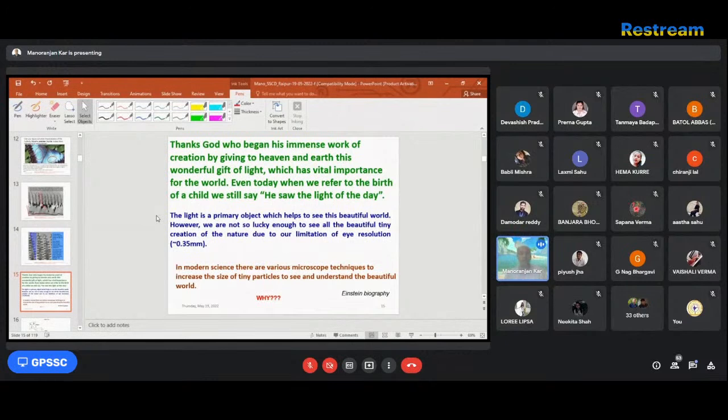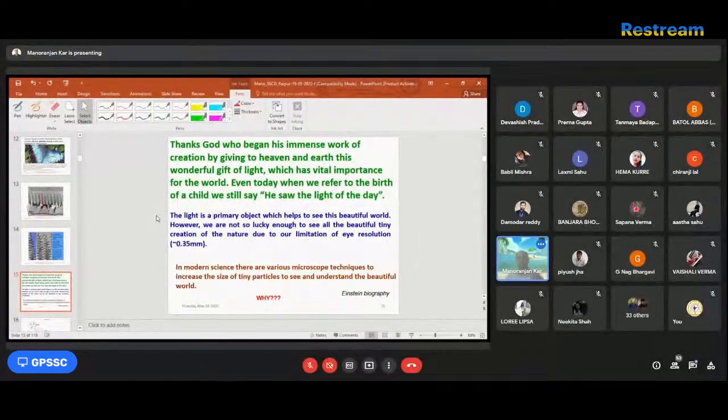So thanks God who began his immense work of creation by giving heaven and earth his wonderful gift of light, which has vital importance for the world. Even today, when we refer to the birth of a child, we still say he saw the light of the day. This quotation I've taken from the Einstein biography, what he wrote himself. The light is a primary object which helps to see this beautiful world. However, we are not so lucky to see all the beautiful tiny creation.